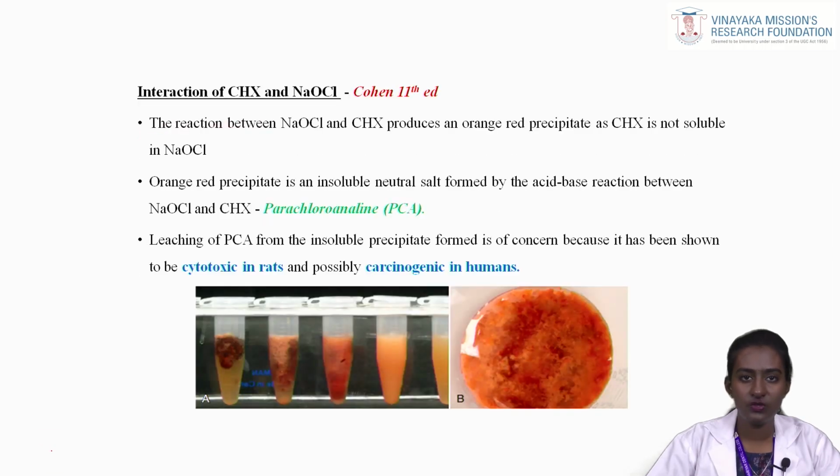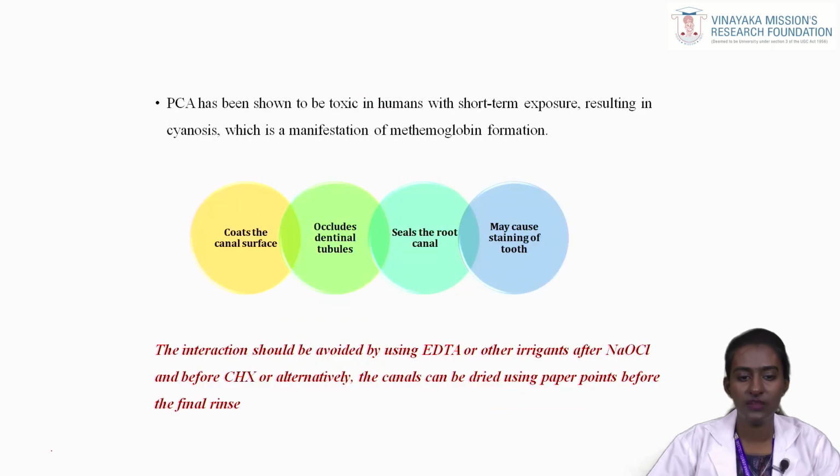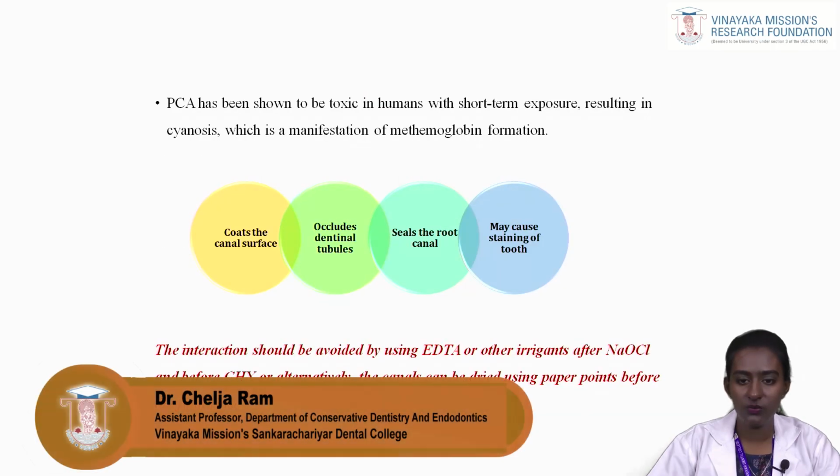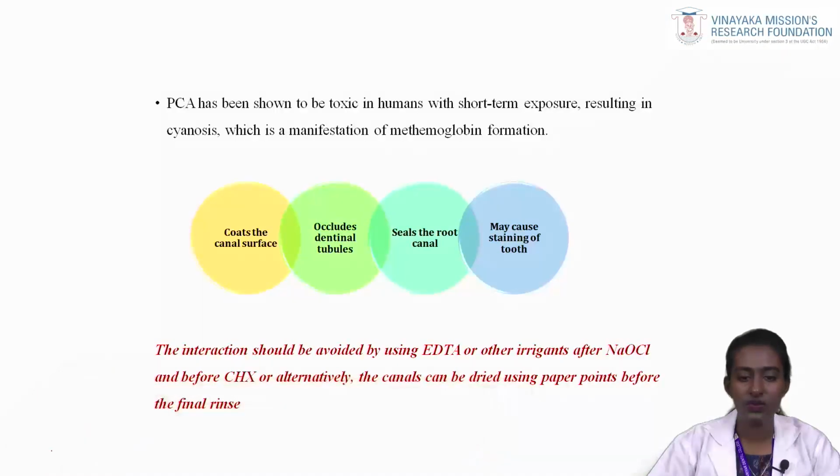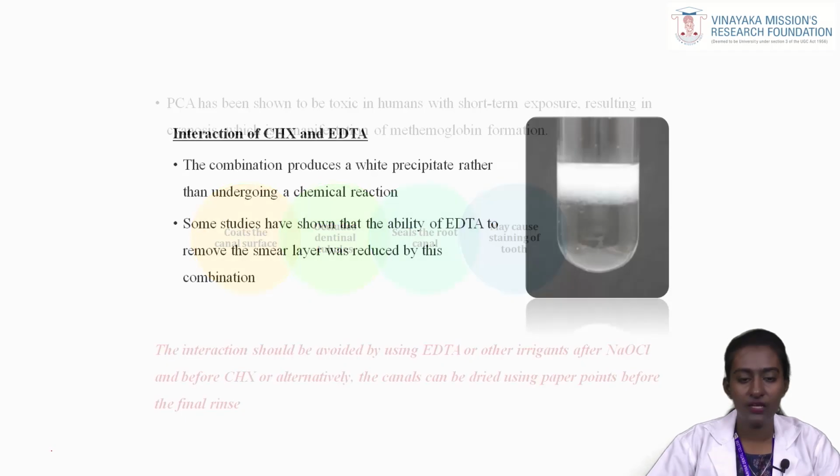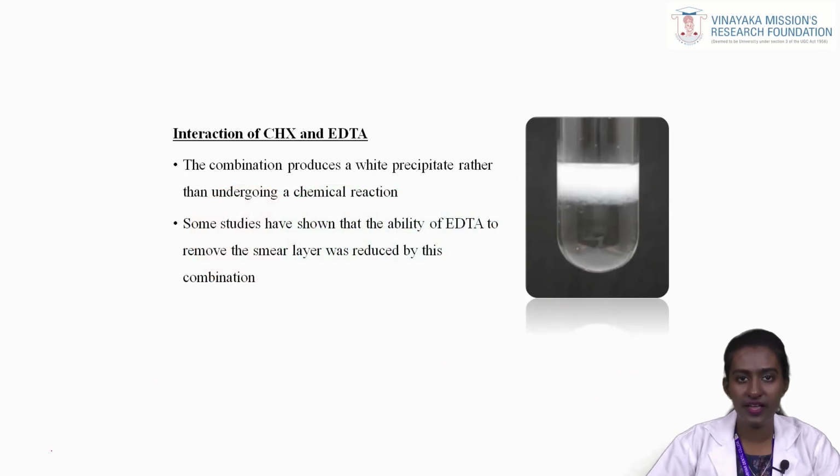In case this chlorhexidine reacts with sodium hypochlorite, it will produce an orange-red precipitate, which is basically parachloroaniline, and it was found to be carcinogenic in humans. This was found to be toxic in humans with short-term exposure, which will result in cyanosis, which is basically a manifestation of methemoglobin formation. And when chlorhexidine interacts with EDTA, it forms a white precipitate rather than undergoing a chemical reaction.